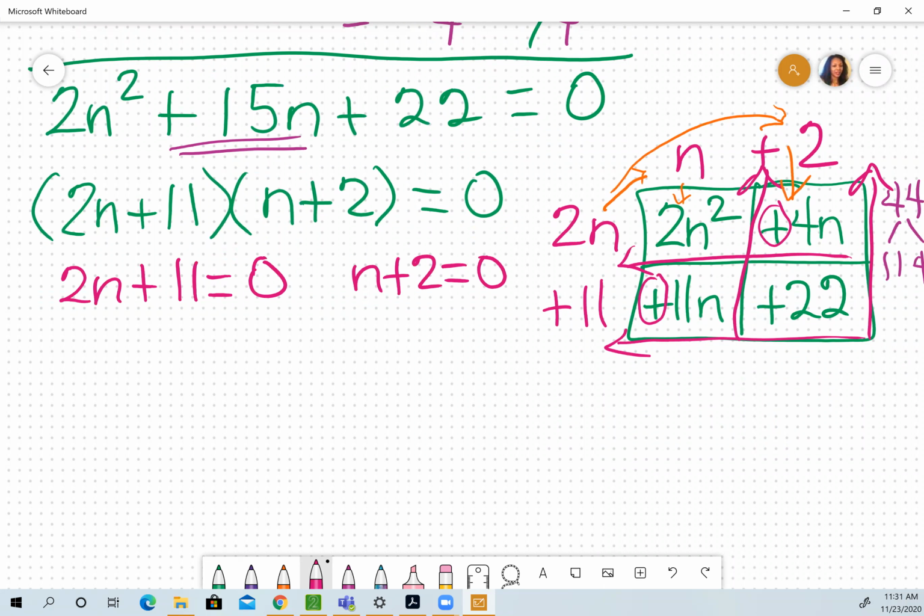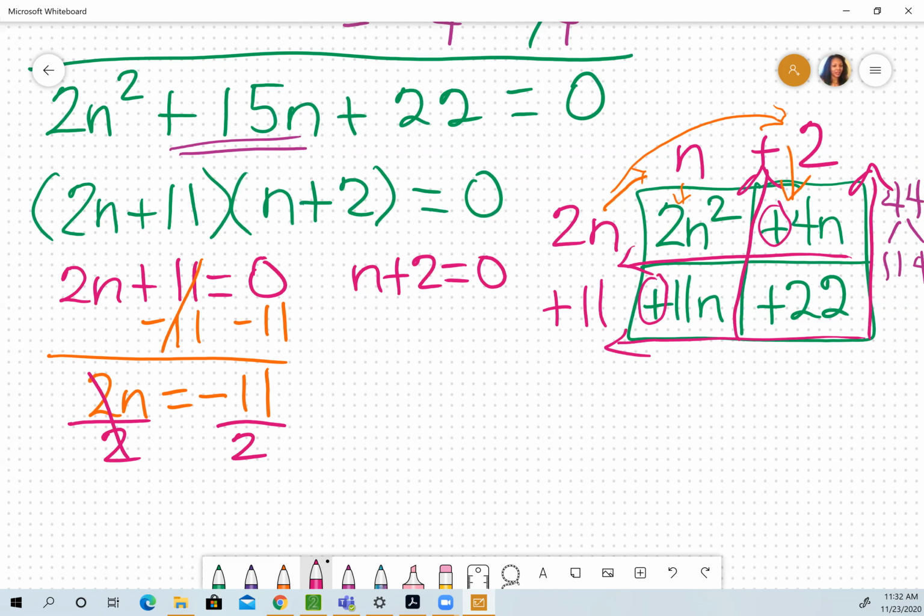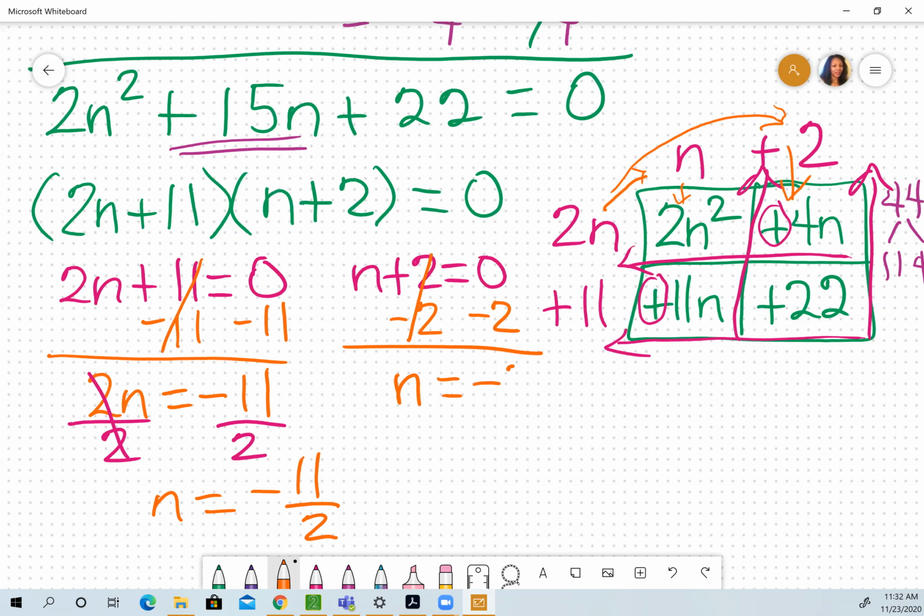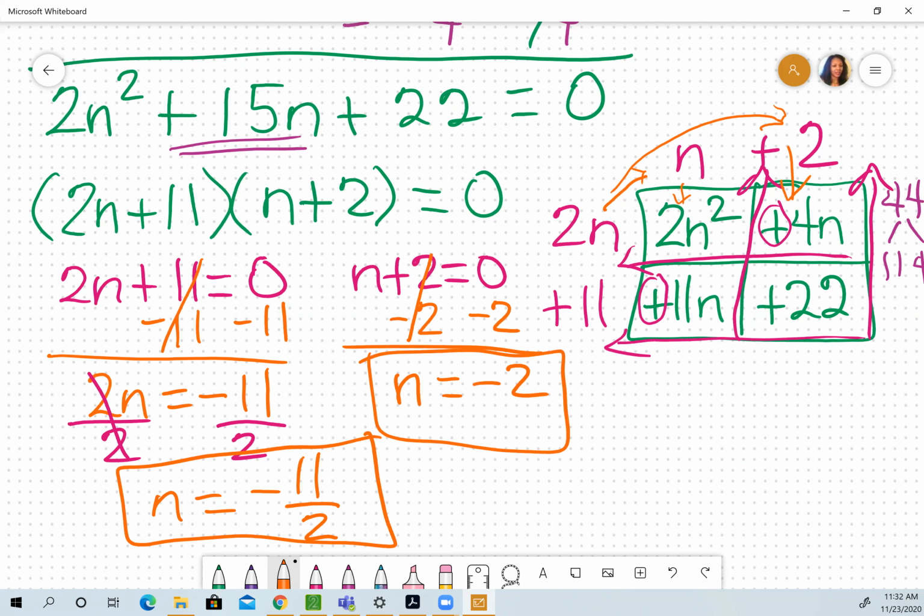When I solve, I am going to take the constant and do the inverse, which in this case is subtracting 11 from both sides. I have 2n is equal to negative 11. And then I want to divide both sides by what's stopping that variable from being by itself. So n is equal to negative 11 over 2 in this instance. And over here, the inverse of positive 2 is negative 2; what I do to one side, I do to the other. n is equal to negative 2. So those are my two answers that I have when I am solving for this particular rational equation.